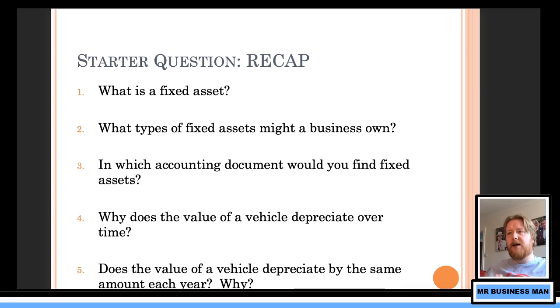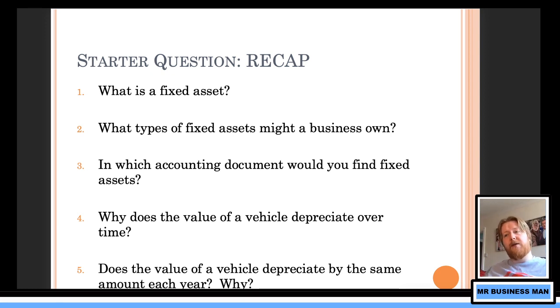What kind of fixed assets might a business own? Machinery, vehicles, buildings. In which accounting document would you find fixed assets? We've just talked about it, haven't we? It's the balance sheet. Why does the value of the vehicle depreciate over time? Because of wear and tear, isn't it? It's natural depreciation over time, the more you use it. And the fact that it's second hand, people will automatically go towards it being worth less.